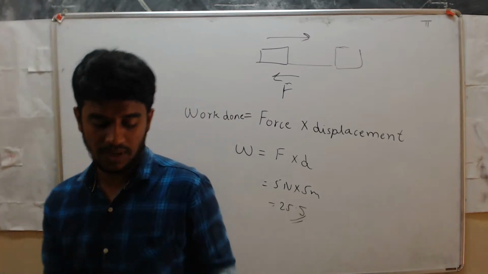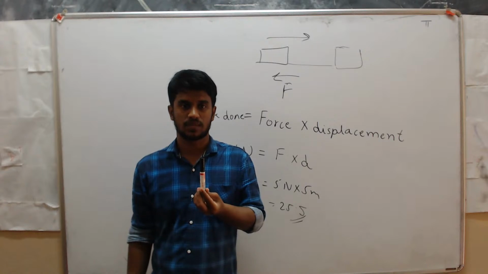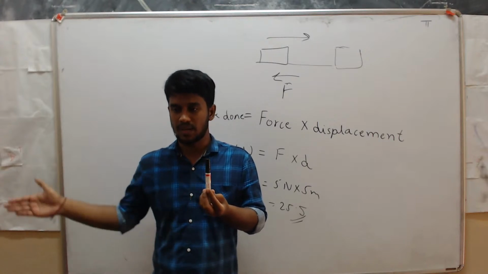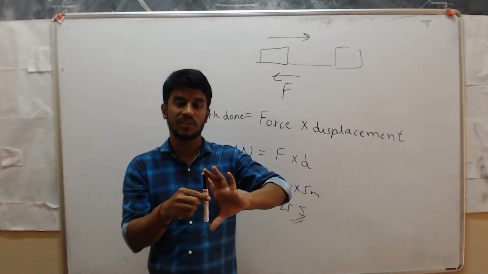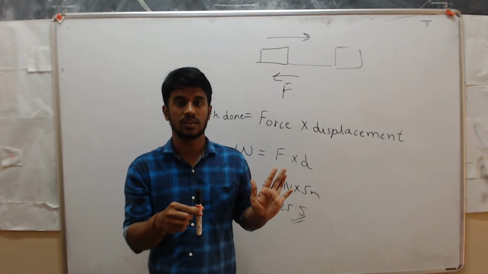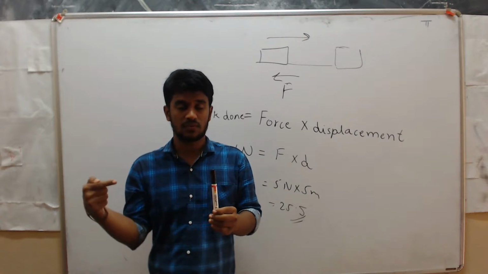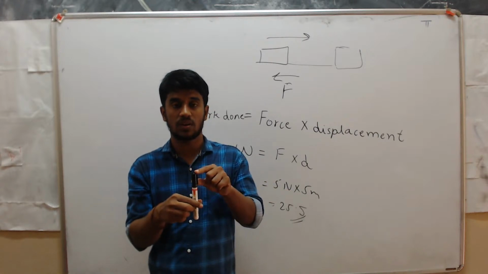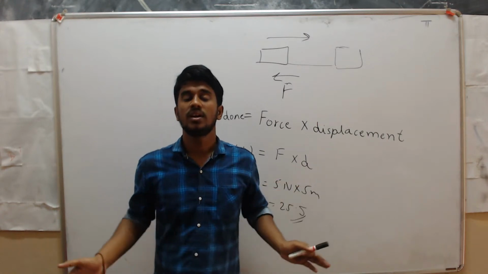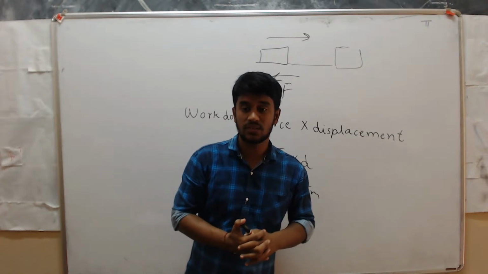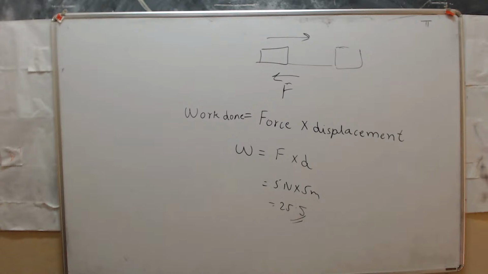See one more example. Now this marker is at rest. Here I will apply a force in this direction, and it will cover some displacement in this direction. So here work done is positive, because initially this object is at rest. You apply force in this direction, and this marker covers some displacement in this direction. That's why we can say that work done is positive. Okay, next one.